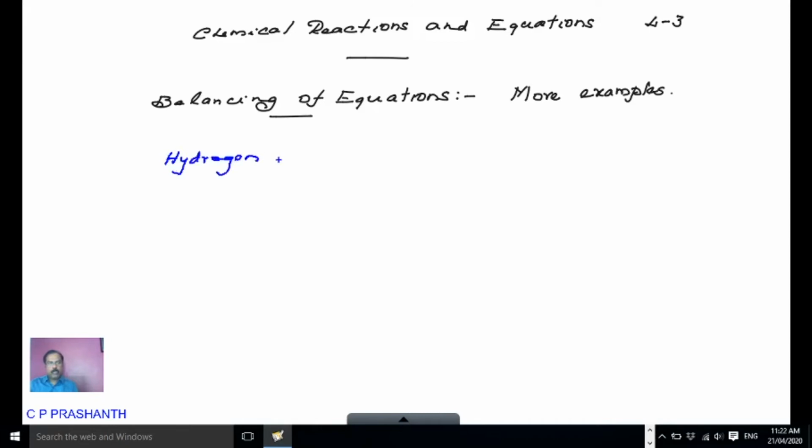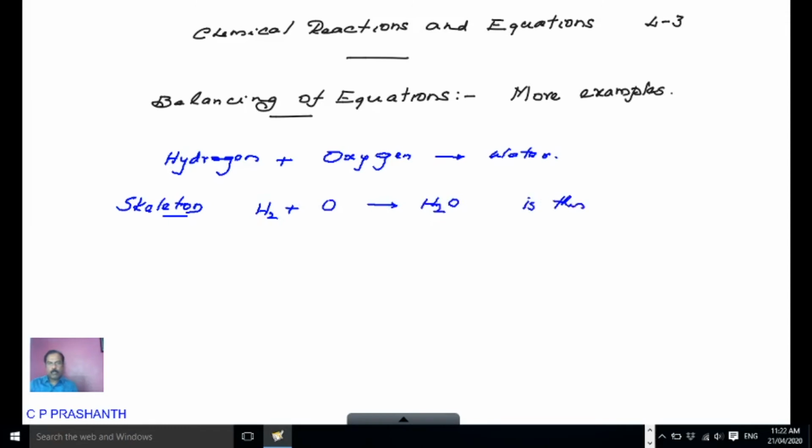The next example is hydrogen burned in oxygen, or reacting with oxygen, and this gives water, as you know. Now let us write the formula of all the reactants and products correctly. Hydrogen is H2, oxygen is it O or O2? So see whether this equation is right or not.